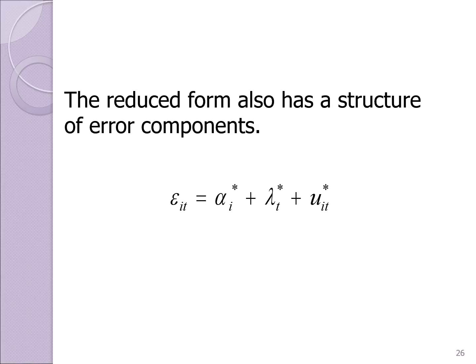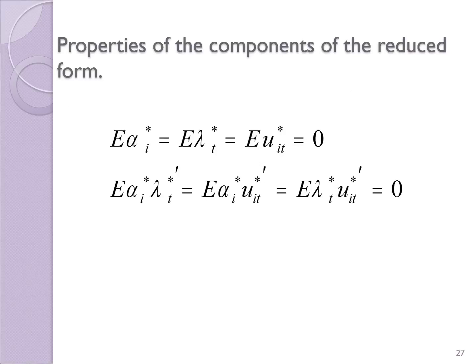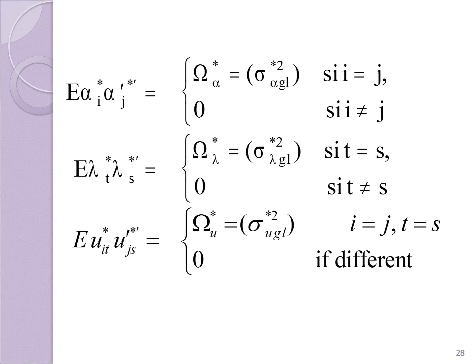The reduced form also has a structure of error components. That's okay. Let's look at the properties of the reduced form. It also has similar properties in the sense that there is no problem with the alphas, no problem with the lambdas, no problem with the u's, no problem with correlations. So everything is clean. Again, when we are talking about the error components, which are the alphas, lambdas, and u's, no problem. Correlations are 0 and variances are constant.